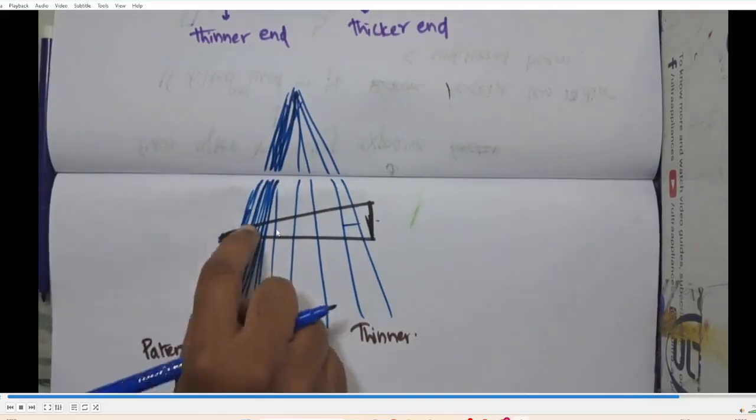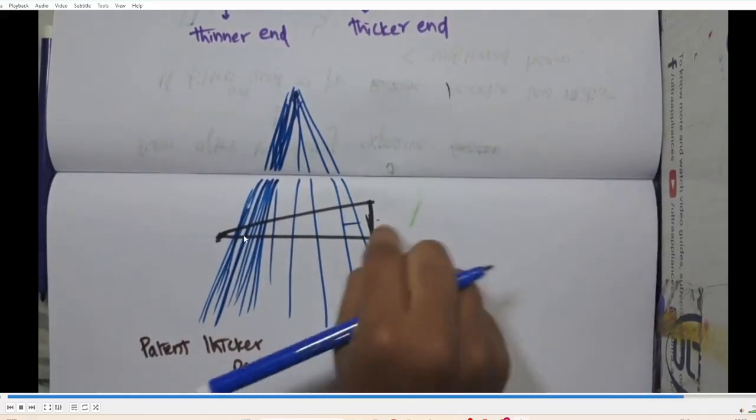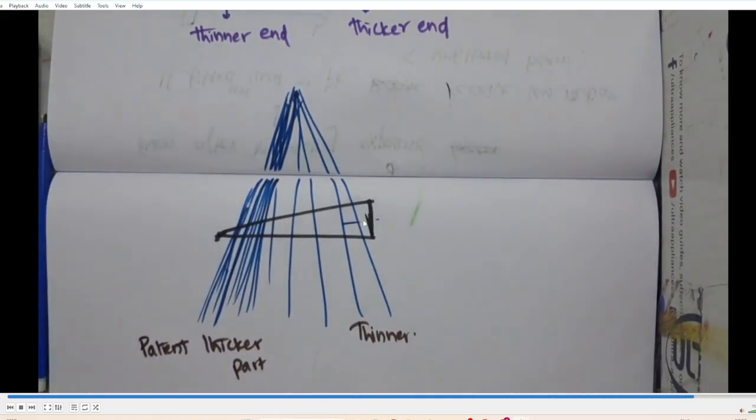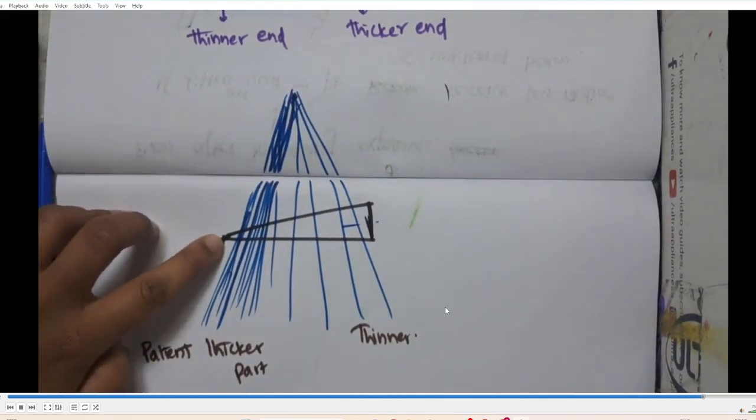Less radiation is absorbed by the thinner part of the filter, so more is available to penetrate the thicker part of the patient. Whereas more radiation is filtered by the thicker part of the filter, so less is available for the thinner part of the patient. This reduces the radiation dose to the patient.